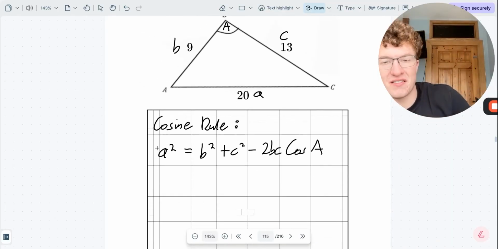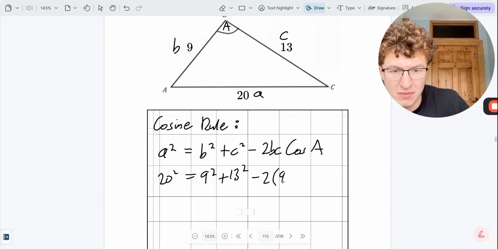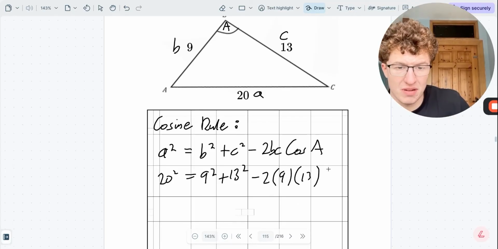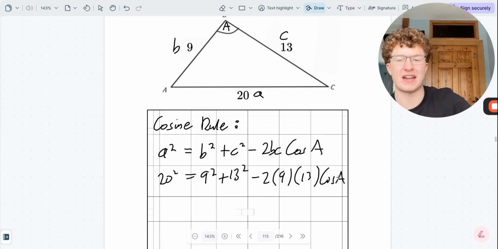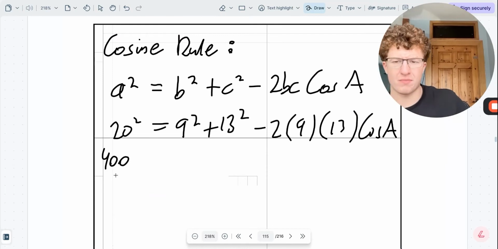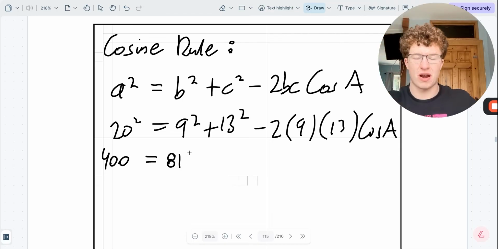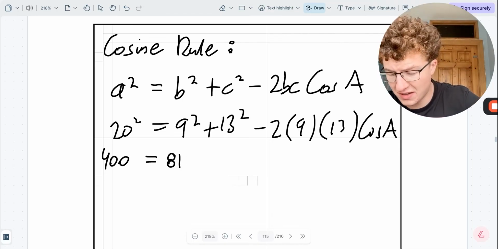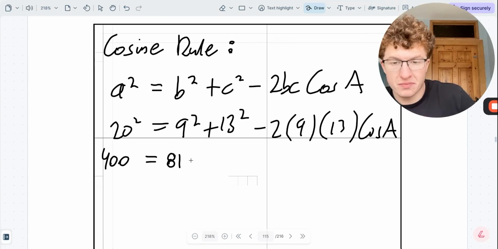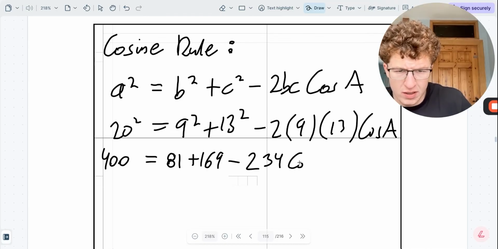Then we just fill in. So A squared is just going to be 20 squared is equal to 9 squared plus 13 squared minus 2 times 9 times 13 times the cosine of A, which we don't know A, but we'll get that at the end. Now, 20 squared is going to be 400. 9 squared is going to be 81. And 13 squared is 169, I think. Yeah. Plus 169 minus 2 times 9 times 13, minus 234 cosine of A.